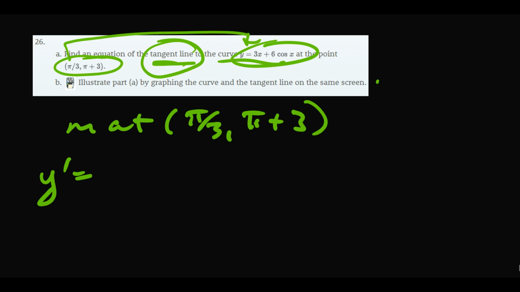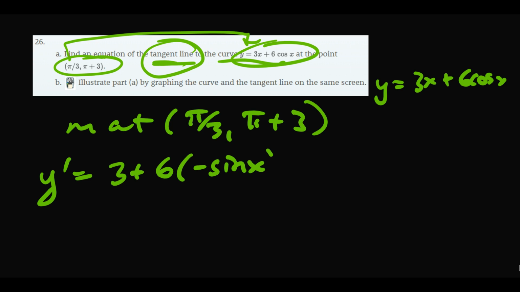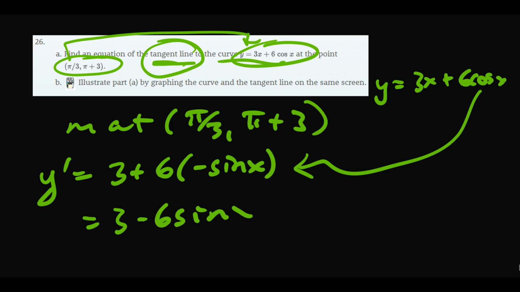Or y is 3x plus 6 cosine x. So we'll take the derivative, so that's 3 plus 6 times negative sine of x. Derivative of cosine is negative sine. So we get 3 minus 6 sine of x.